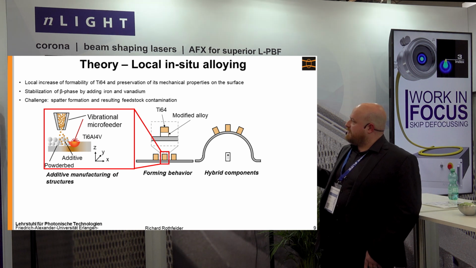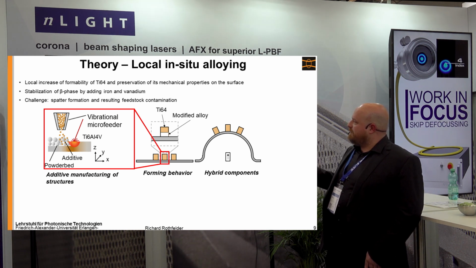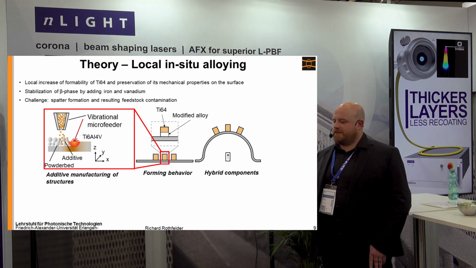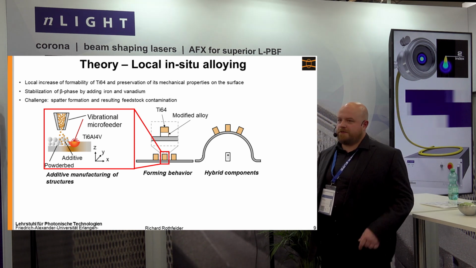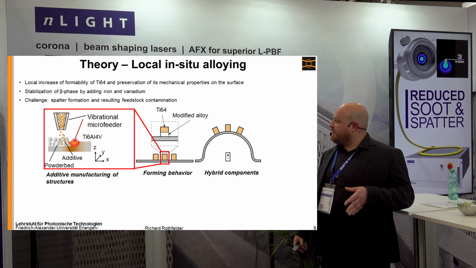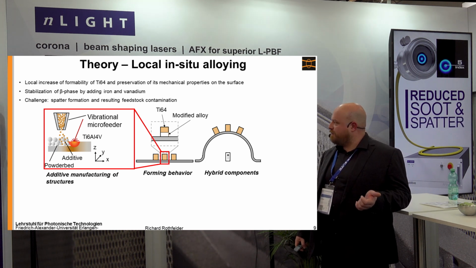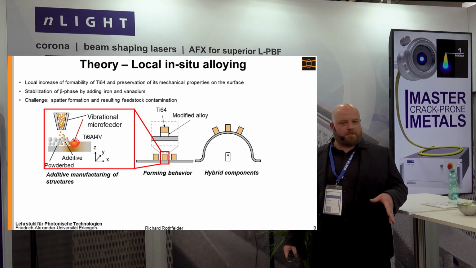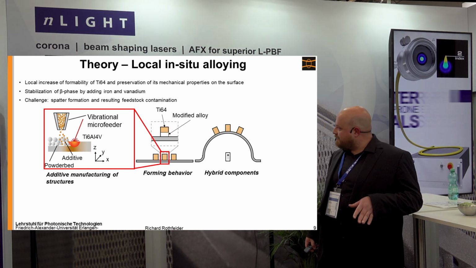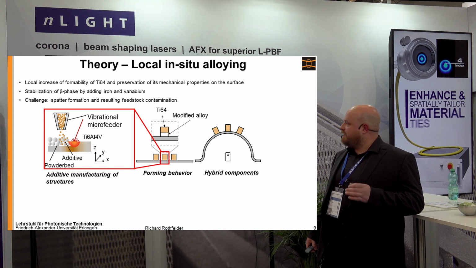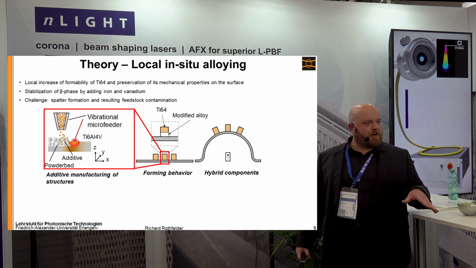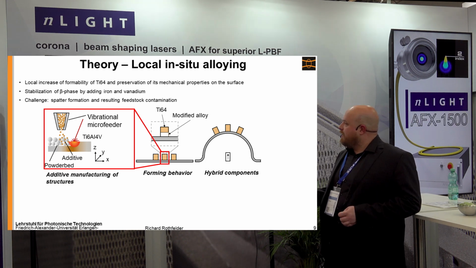The challenge here is that the spatter formation and the resulting feedstock contamination right now are not good for your application. When you have a lot of powder and contaminate it, for example, you want Ti64, but then you got iron and vanadium in it, which completely changes the mechanical properties of your alloy. You want to avoid that, and therefore we have to drastically decrease the spatter formation, which moves the particles around the powder bed surface in the first place.